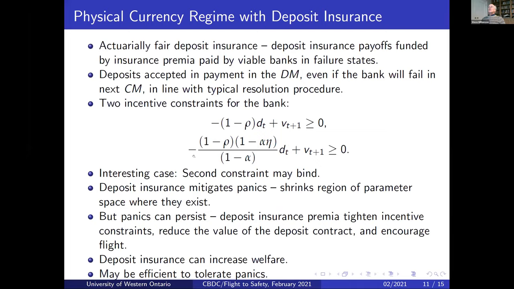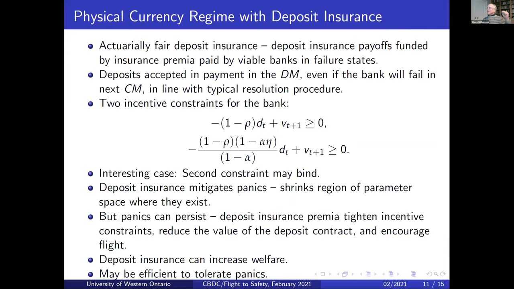Okay. Then we add deposit insurance. The key thing here is we're going to add another incentive constraint, because this is for the states of the world where the deposit insurance comes into effect.